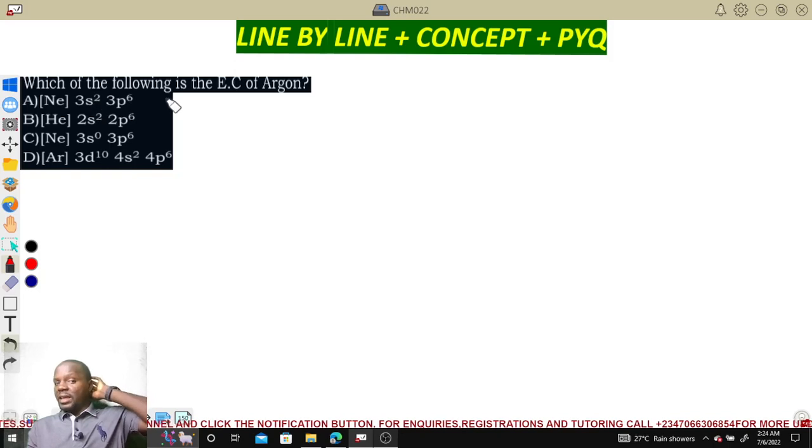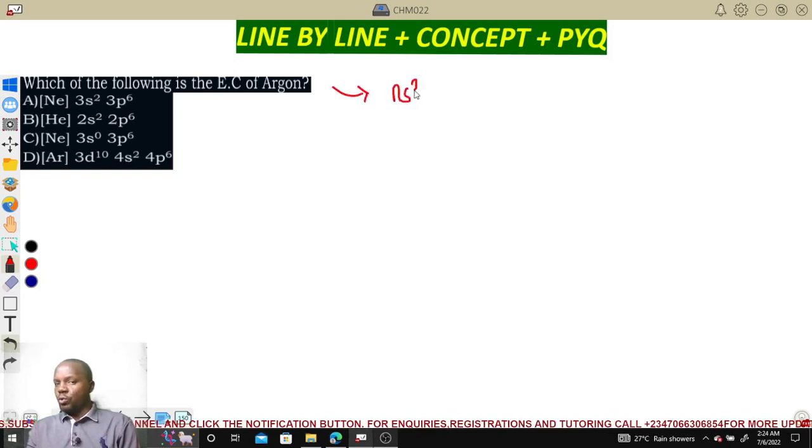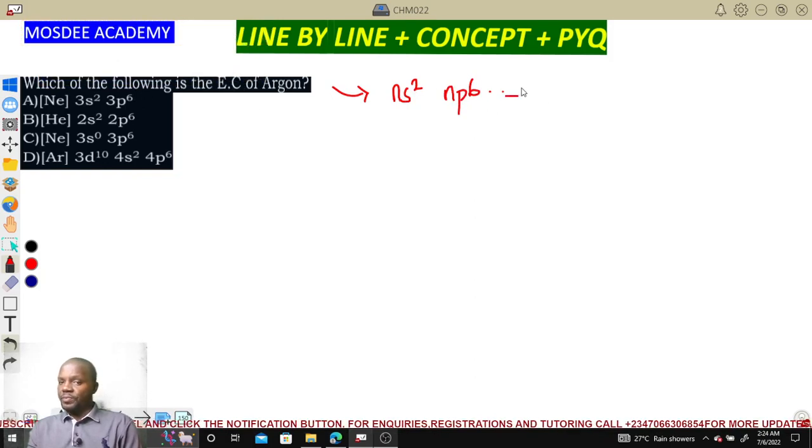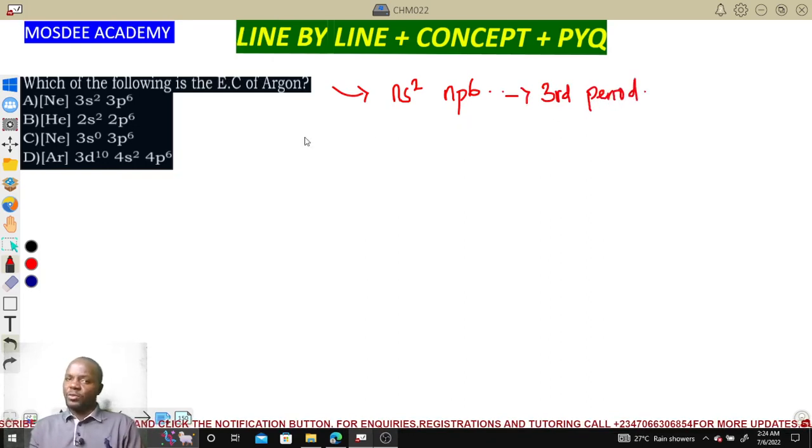Now, which of the following is an electronic configuration of argon? Argon is in the 3rd period. The general configuration is ns2 and np6. Please admin, please wake up. Now, ns2 and np6 is the general configuration. Argon is in the 3rd period, so that means I'm just giving you some cases, and you have to write the nearest noble gas. The nearest noble gas is neon. So neon, 3rd period, nothing to waste time on. This is the answer, my dear admin.